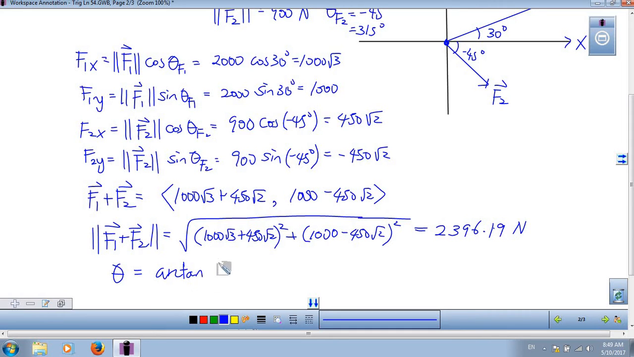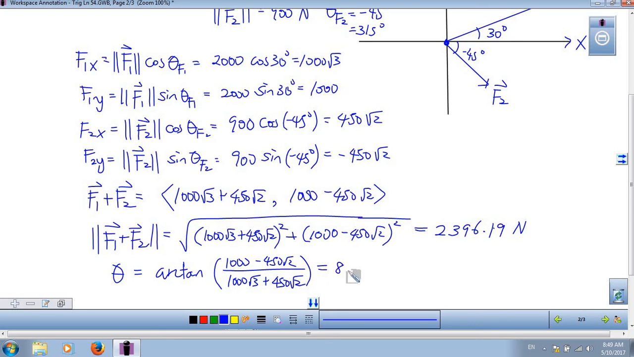Let's use arctangent of y over x. Now, I do believe the resultant vector would be approximately in quadrant 1 or quadrant 4, so we shouldn't need to do any other adjustment to this. Let's go ahead and just plug into the calculator then.